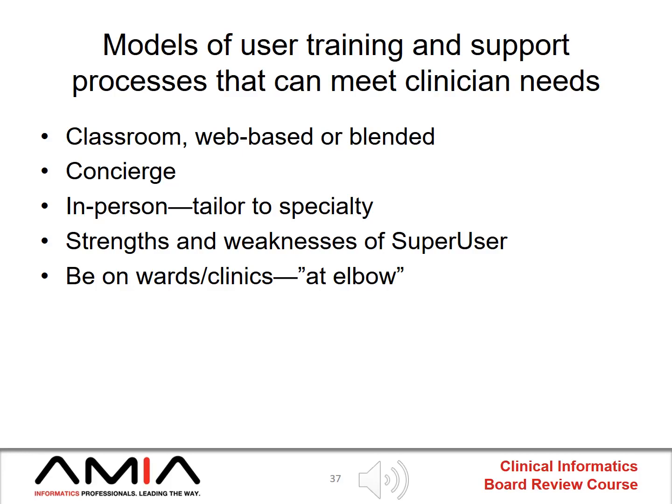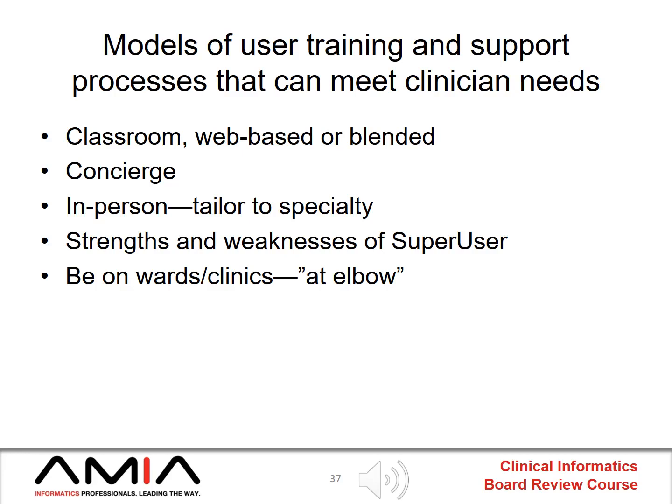There are a lot of discussions about super users. There are a lot of strengths to this. These are individuals who receive more training in advance to support their colleagues at the time of a transition to a new system or an upgrade. So they are more than users, they are trained to be super users.